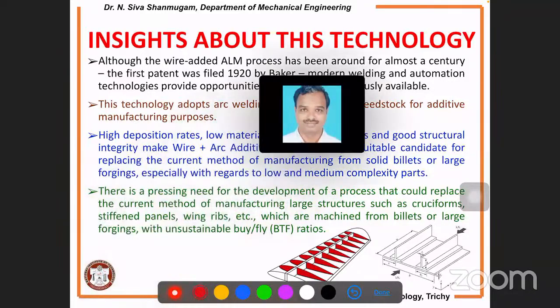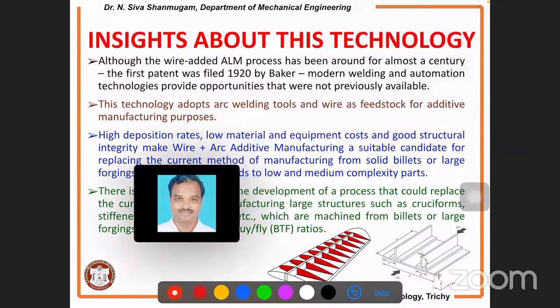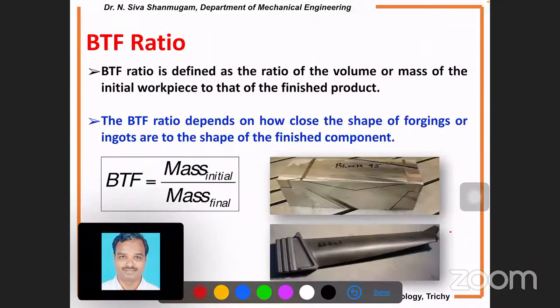So there is a pressing need for the development of a process that could replace the current method of manufacturing large structures such as cruciforms, stiffened panels, blades, wing ribs, or the airframe structures of aeroplanes, which are machined from billets or large forgings with an unsustainable buy-to-fly ratio, friends. The next part gives more light on what the buy-to-fly ratio is. The next slide will give the solution for the question I raised in the previous slide.